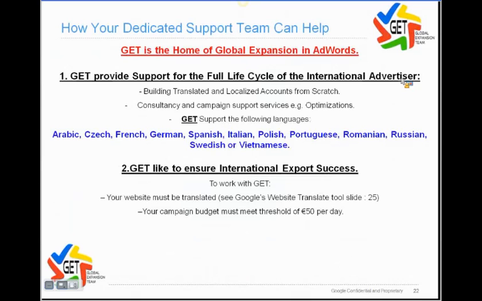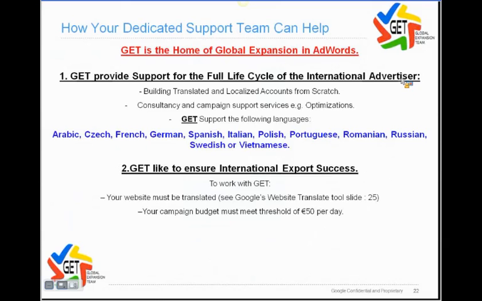GET knows what is required to succeed internationally. Therefore, they have some prerequisites to working with you. Your website must be translated for the market you are wishing to export to, and a budget of a minimum of €50 per campaign per day is required to ensure you can have an impact on the market.